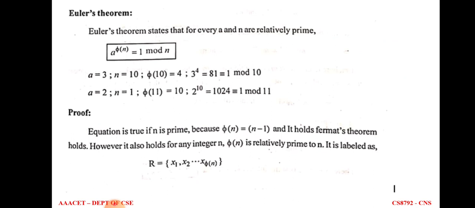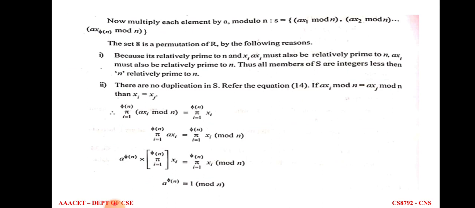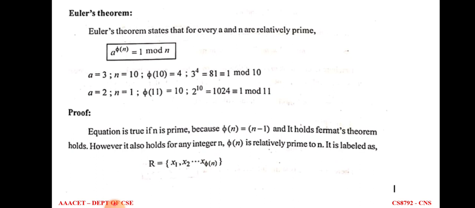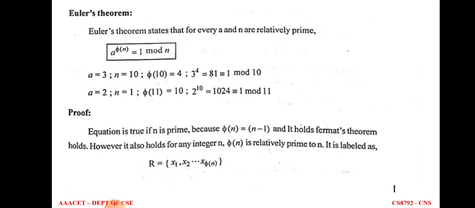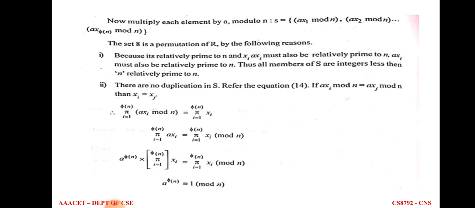Here R is the statement which holds the set of positive integers, and here phi of n is relatively prime to each and every element in the set R. So here we multiply each element by a mod n. In the above equation we are going to multiply a mod n for each and every element, right? Because a and n are two elements that are both relatively prime. So in the above positive integers we are going to multiply a mod n for each and every term.